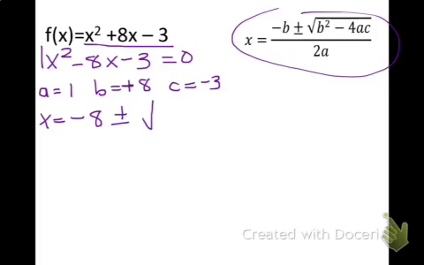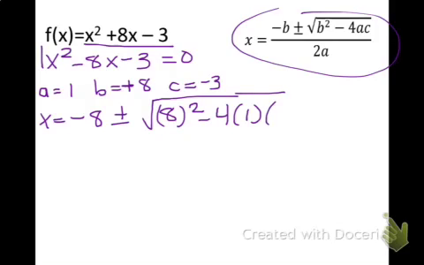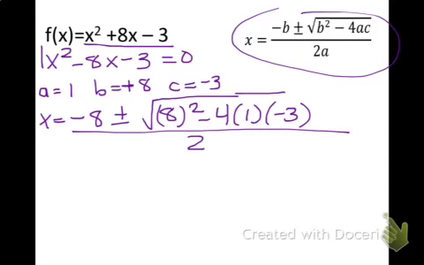Plus or minus the square root of b squared. So that's 8 squared minus 4 times a, which is 1, times c, which is -3. And I divide all of that by 2 times a, which is 1. So please make sure that you are using the quadratic formula perfectly, that you're plugging everything in where it needs to go. So next thing I'm going to do is I'm going to simplify my discriminant, because that's a lot.